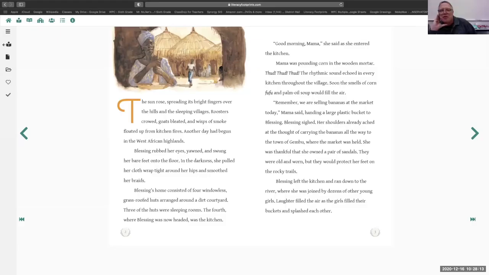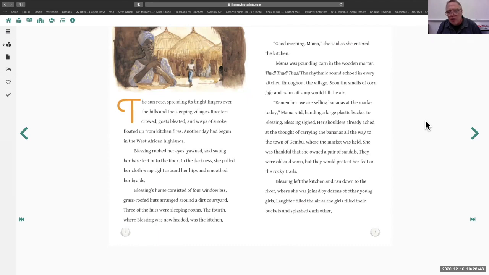And yeah, if you want to go back, Mama was pounding corn in the wood mortar. Thud, thud, thud. The rhythmic sound echoed in every kitchen throughout the village. Soon the smells of corn, fufu, and palm oil soup would fill the air. "Remember, we are selling bananas at the market today," Mama said, handing a large plastic bucket to Blessing. Blessing sighed. Her shoulders already ached at the thought of carrying the bananas all the way to the town of Gembu, where the market was held.